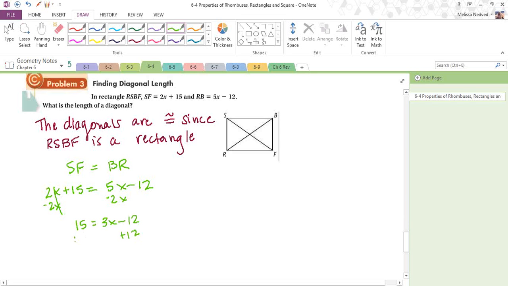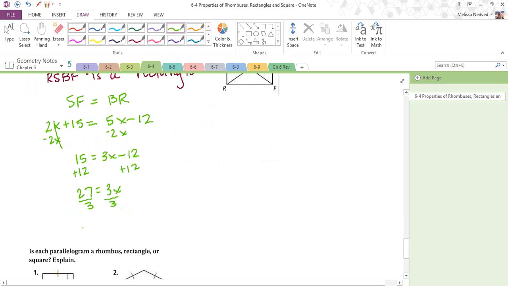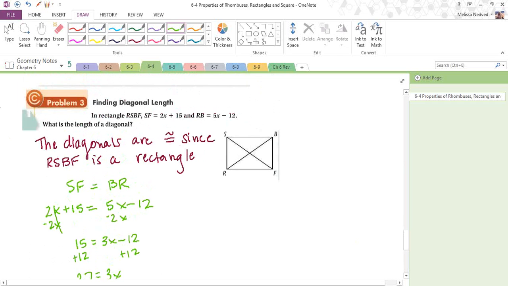Add 12 to both sides. And 27 is equal to 3x. Divide both sides by 3. And x is equal to 9. Now, be careful. I'm not asked just to find x in this case. I'm asked to find the length of the diagonal. So don't stop once you find x. Plug that value of x back into either diagonal.